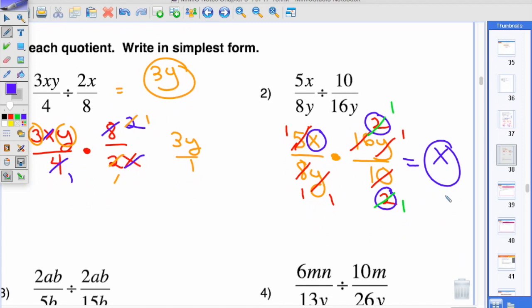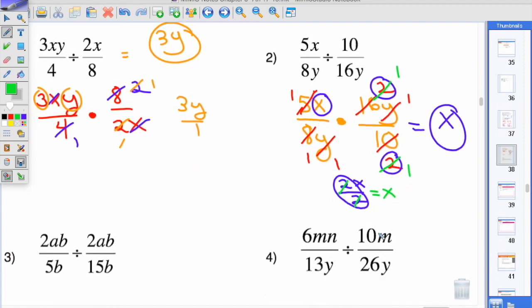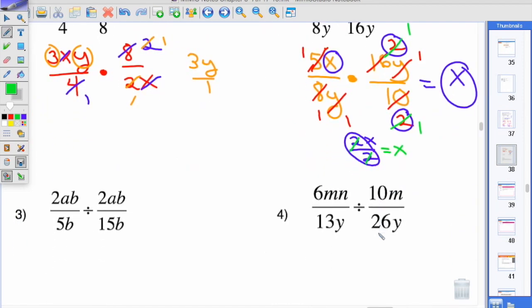Now, if you didn't see the 2 over 2, your final answer would have been 2x over 2, and now you can see that the 2's can be reduced. So if you don't cross cancel everything in the problem, just make sure in your final answer that you've cross canceled. So if we missed that, we would have cross canceled and we still would have ended up with x.